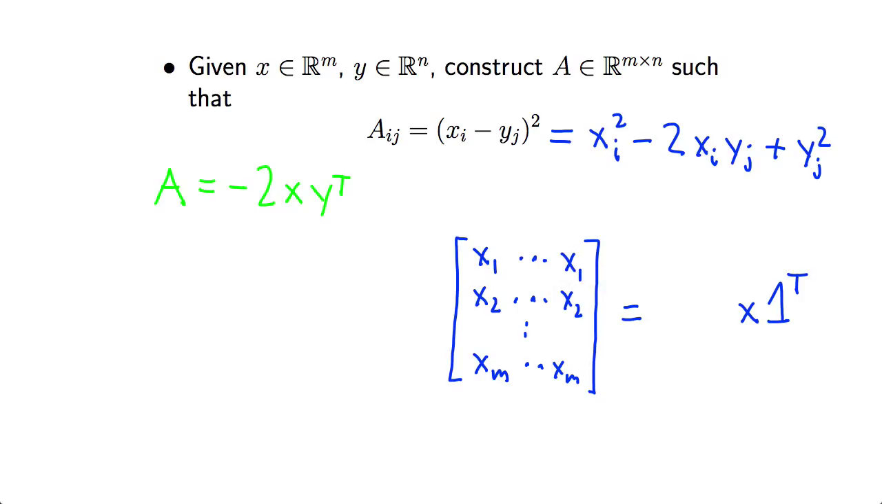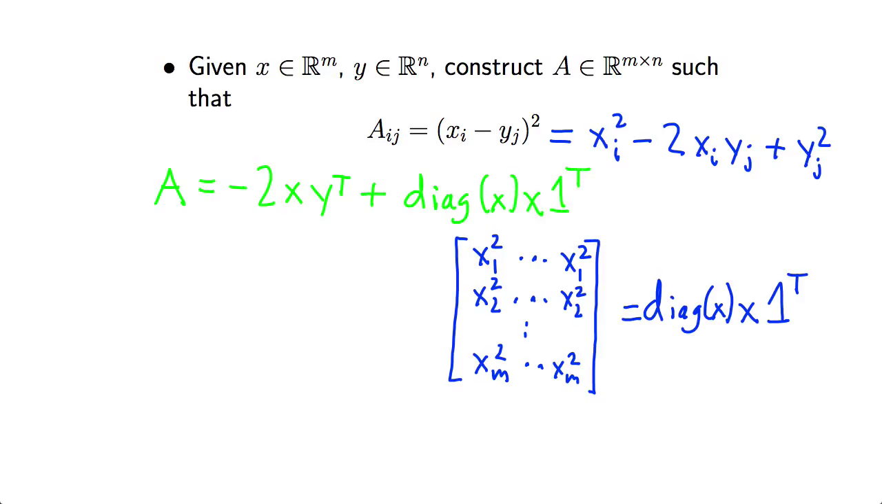To square them, we really want to scale every row in this matrix by the corresponding element of x. And the way we do that, remember, is to multiply by a diagonal matrix, where the diagonal entries are the entries of x. And that will give us this matrix here, where all the terms are squared. So the next element in our matrix is going to be plus diag x times x 1 transpose.